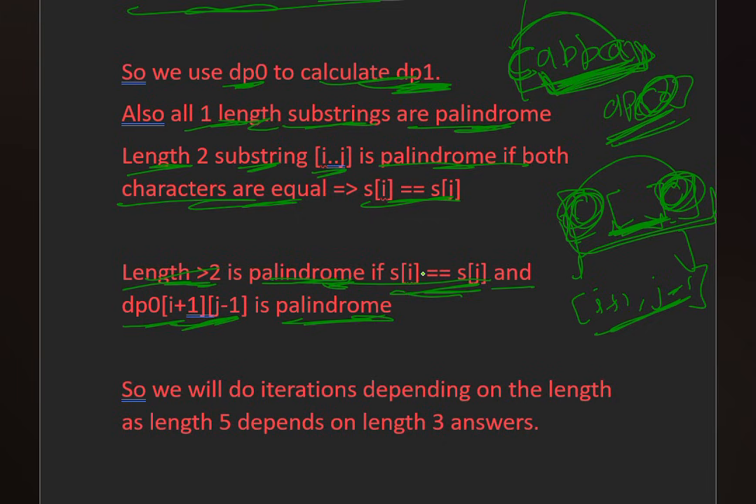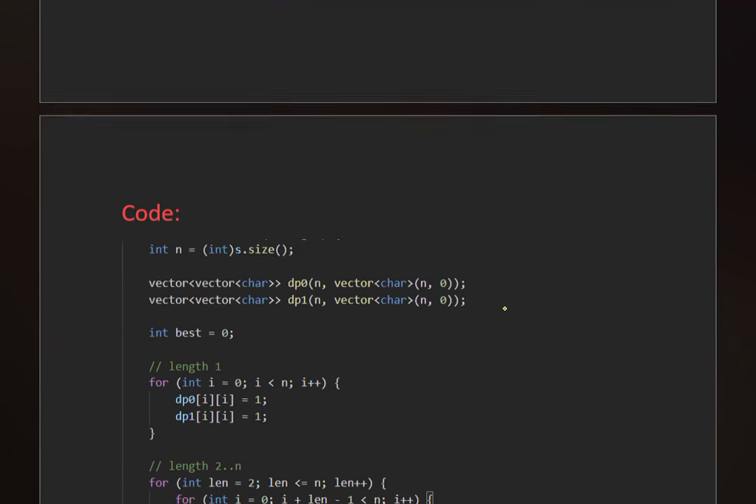So what we'll do is iterate depending on the length of the substrings. As we can see here, this bigger substring depends on this smaller substring for checking whether it is a palindrome. The answer depends on this. So we'll be doing iteration depending on the length, right?